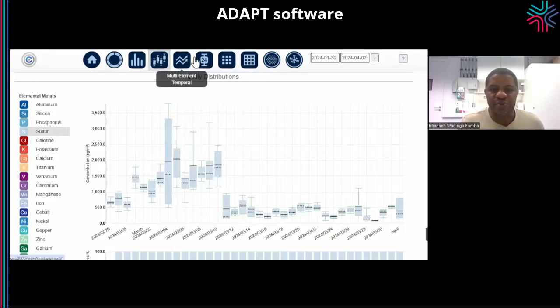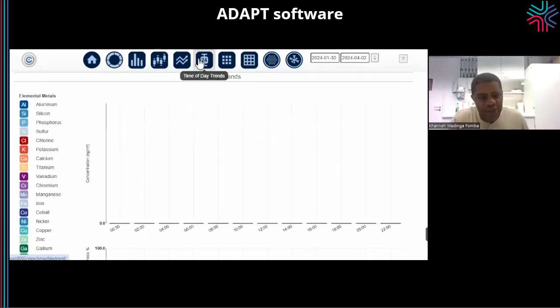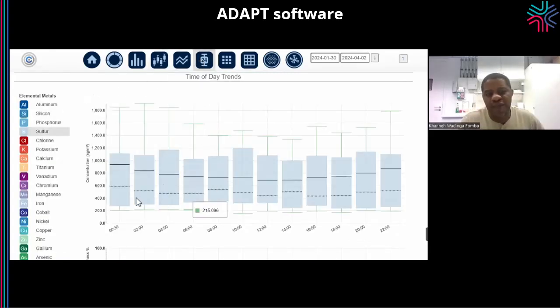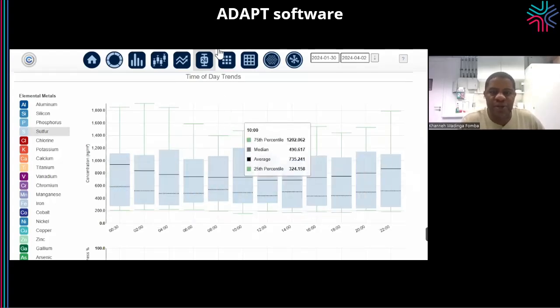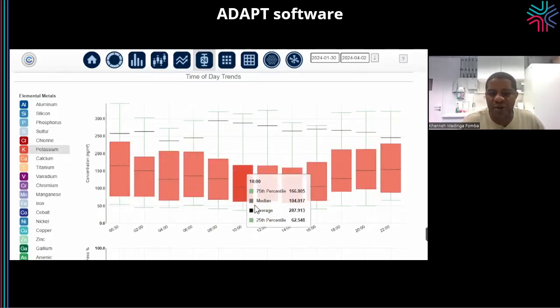Another interesting aspect is that you can look at time of day trends. This is quite interesting because you can look if there have been significant changes during the day. If you have high concentrations at a specific time compared to a different time of the day, you can look at different elements. You see potassium has lower concentrations during the day than in the evening due to combustion.